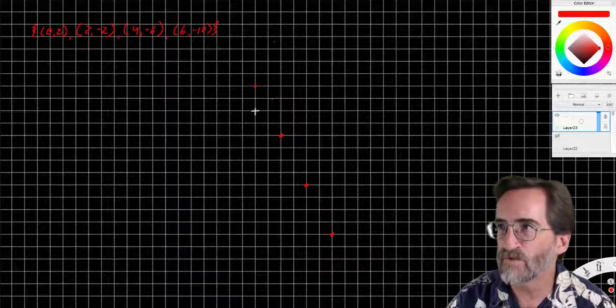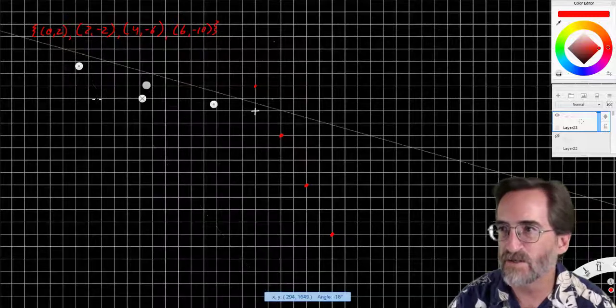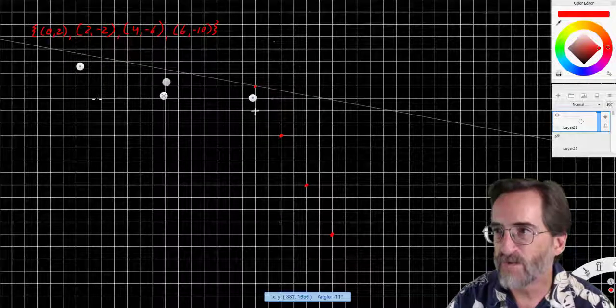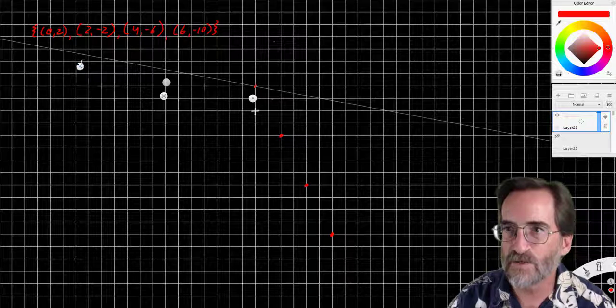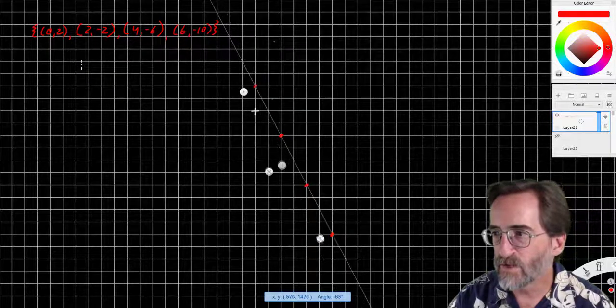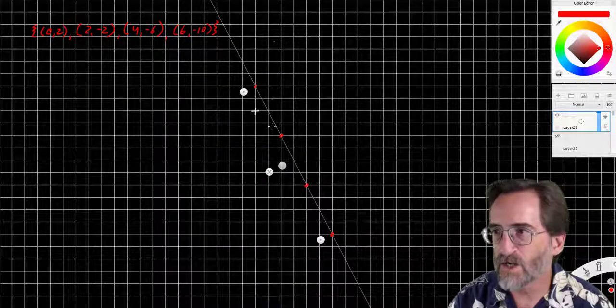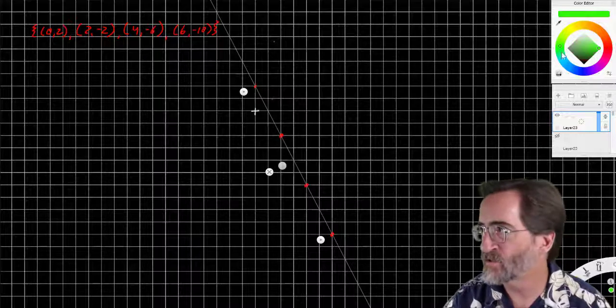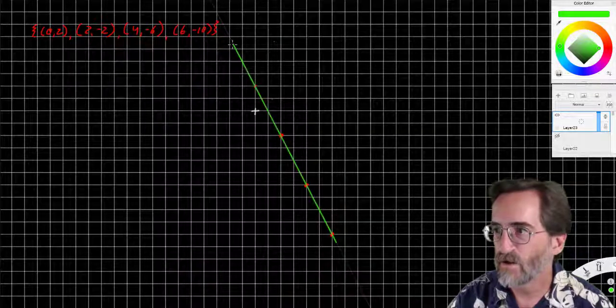And hopefully you notice something about these points. They all seem to be in a straight line together. Okay, and that's by design. So it is a linear relationship. And it's a linear relationship because the rate of change, the slope, is constant. It's not changing.